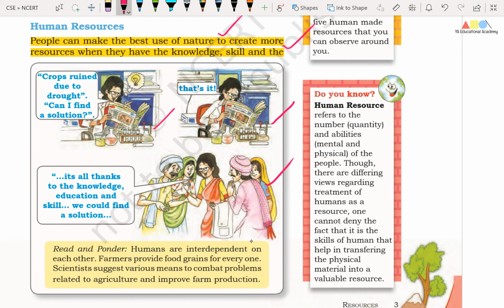Right friends, here we try to know one concept, that is human resource. Friends, this refers to the number, quantity and abilities, mental and physical, of the people. Though there are differing views regarding treatment of humans as a resource, one cannot deny the fact that it is the skills of humans that help in transforming the physical material into a valuable resource.